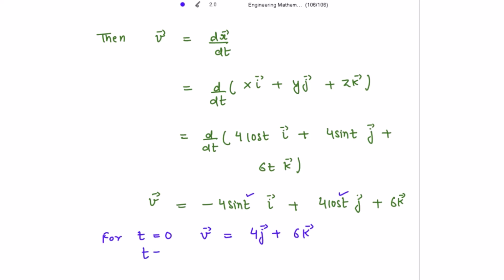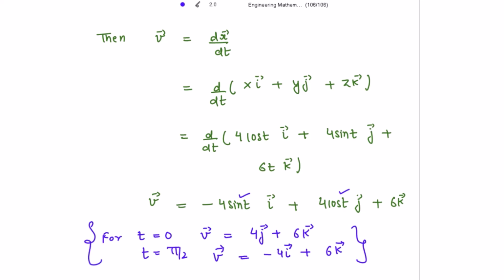And they have also asked to find the velocity at t equal to pi by 2. So for this, what is the velocity? Sin pi by 2 is 1, so it is minus 4i vector. Cos pi by 2 is 0, then plus 6k vector. So we have found the velocity at the given times.